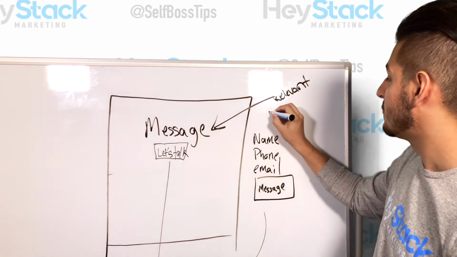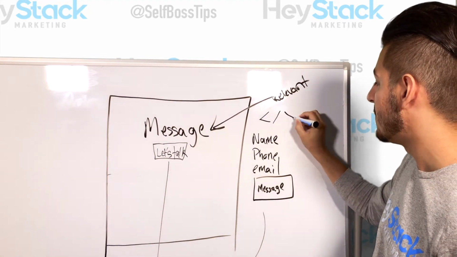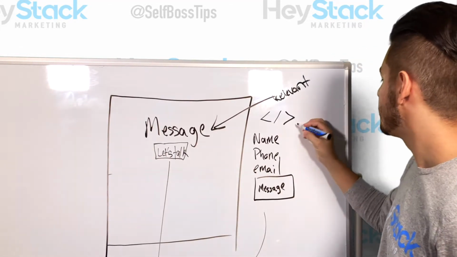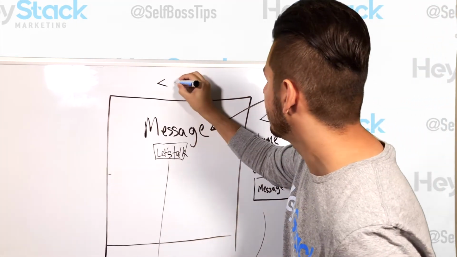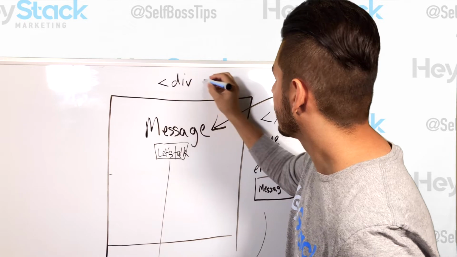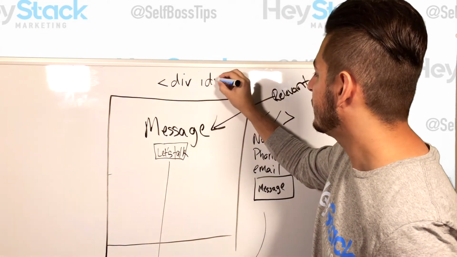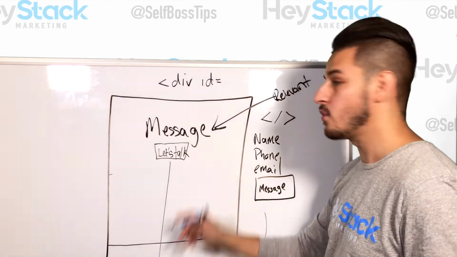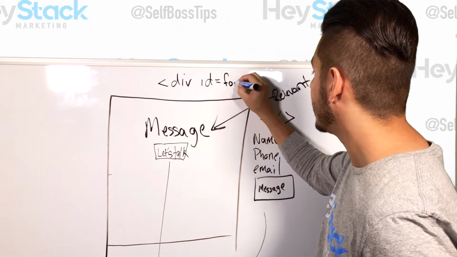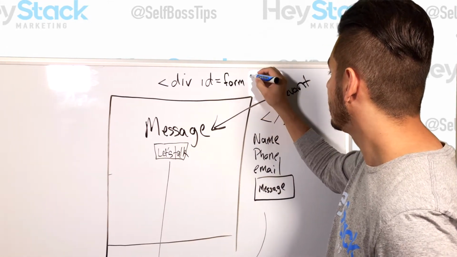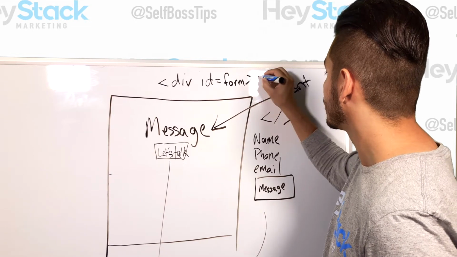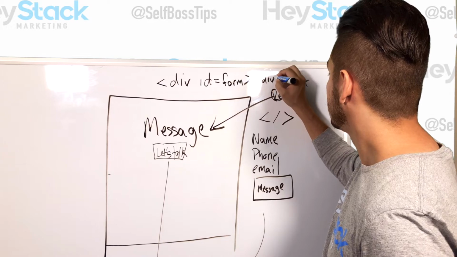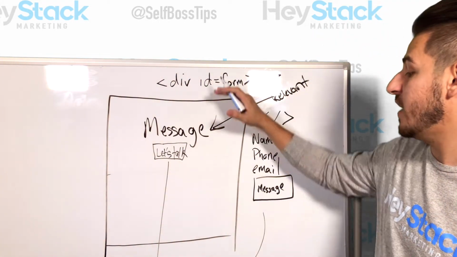Usually they use this symbol here for the HTML snippet. Go ahead and drag that in, and you're just gonna put this here, div, okay, ID equals, and then you're gonna put whatever the ID is for your form section, and let's just make our ID form. And then you're gonna close this div out. So we have our div, we have our ID form.